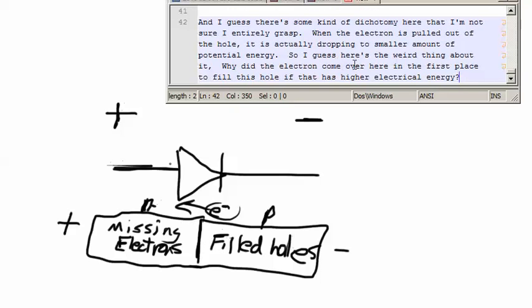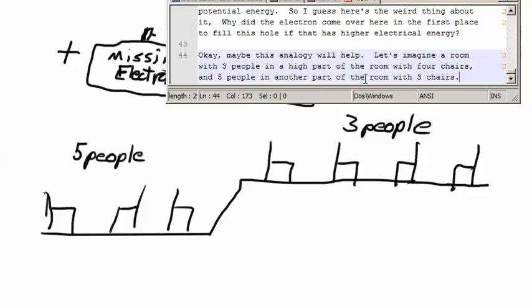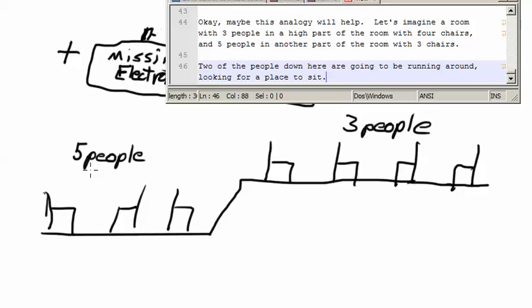So I guess here is the weird thing about it. Why did the electron come over here in the first place to fill this hole if it has higher electrical energy? Okay, maybe this analogy will help. Let's imagine a room with 3 people in a high part of the room with 4 chairs, and 5 people in the lower part of the room with 3 chairs. 2 of the people down here are going to be running around looking for a place to sit, and eventually one of them is going to charge up here and sit in one of these 4 chairs.